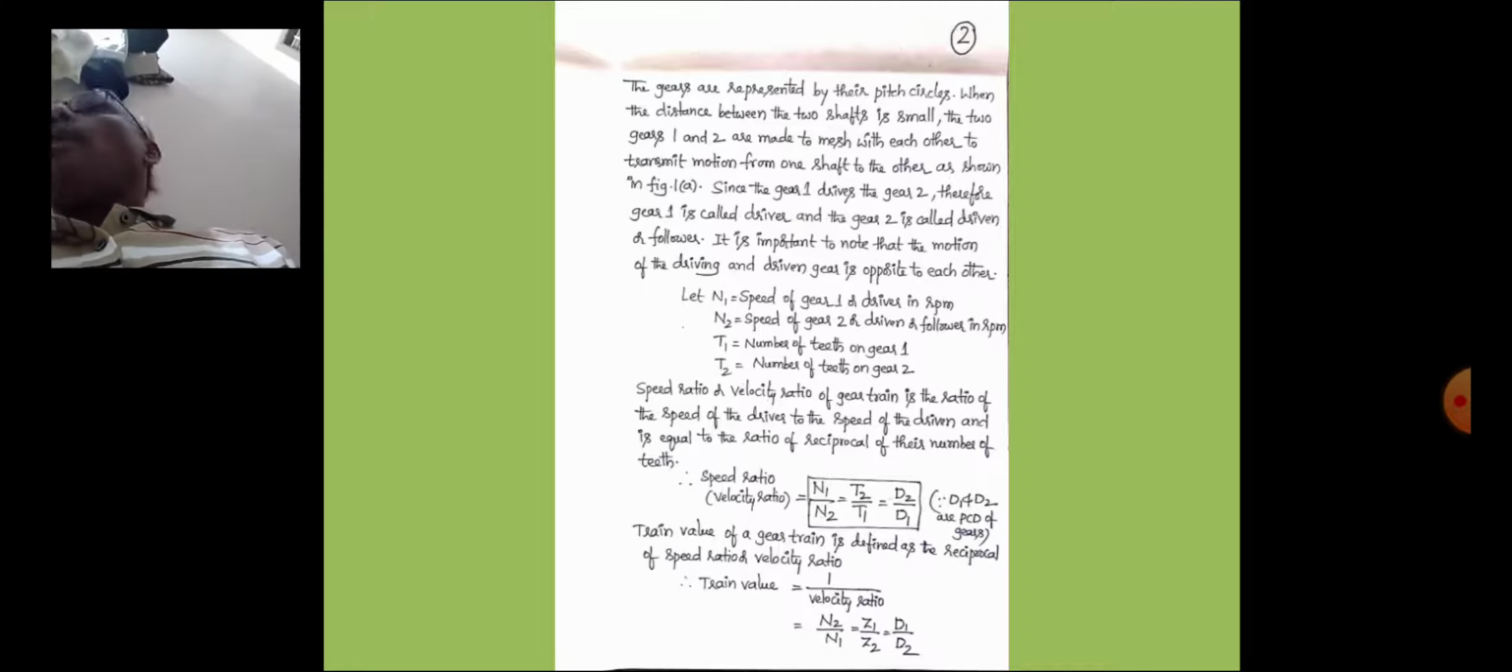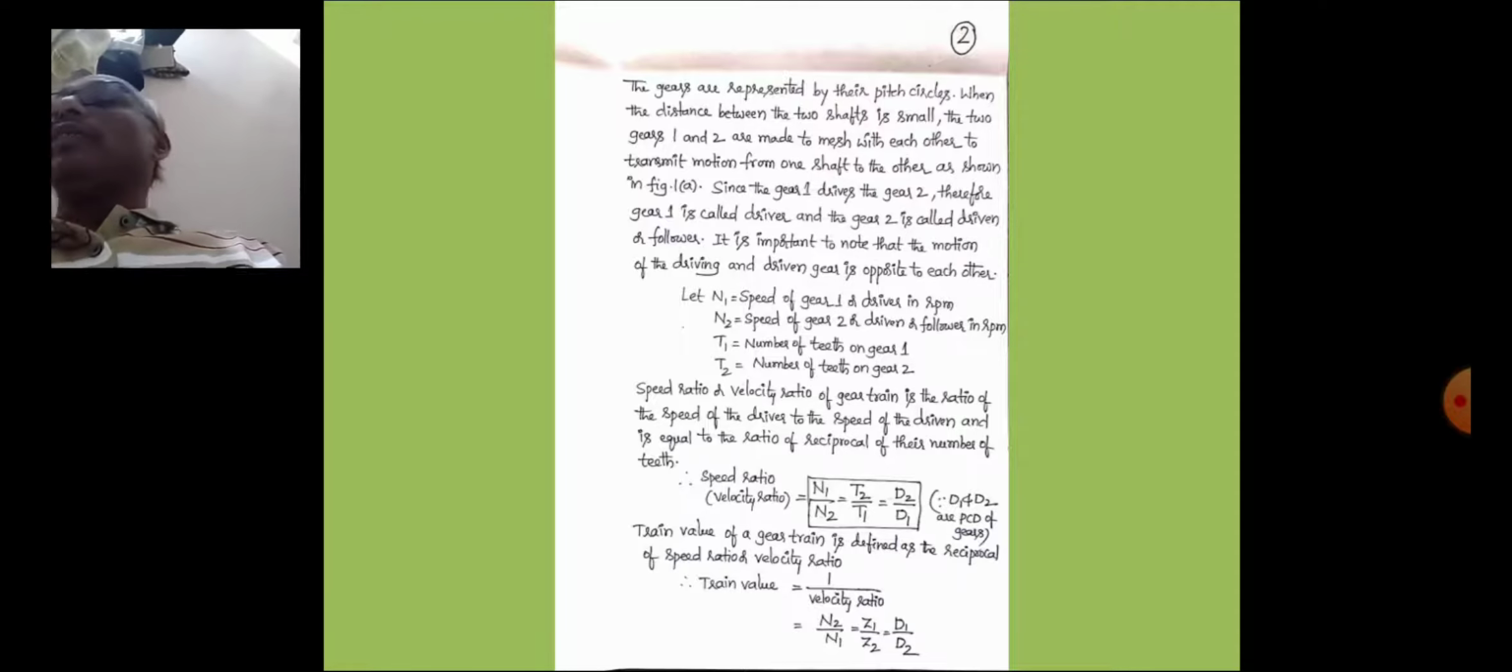And in what direction the driver is rotating, in the opposite direction the driven or the follower will be rotating. So always the direction of rotation of the driver and the driven will be opposite to each other. So this is the point 1 I should remember. Suppose if I rotate the driver in a clockwise direction as it is shown in the figure 1A, the driven will be rotating in anti-clockwise.